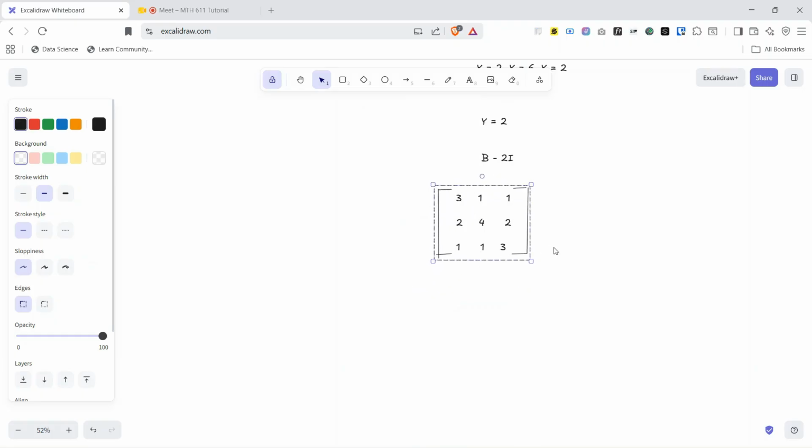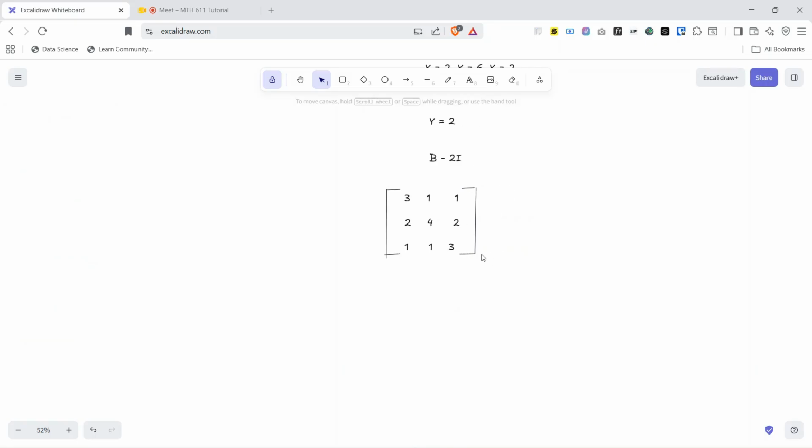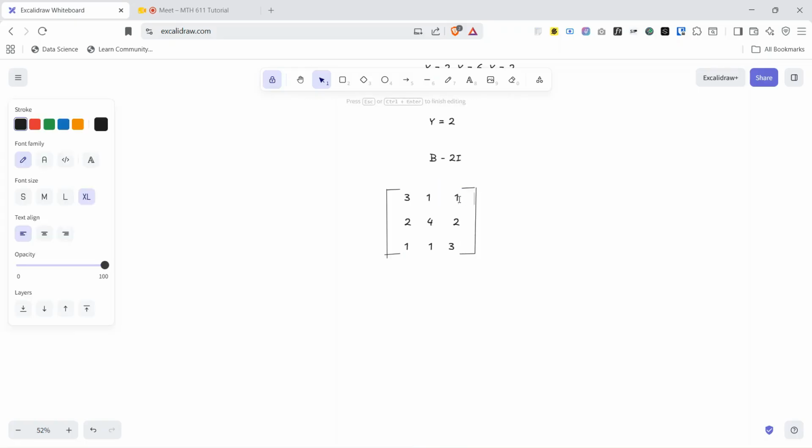So this is our B. I just want us to remember our B. So what this would now mean is that we would subtract 2I, which would be 2 on the diagonal, from B.